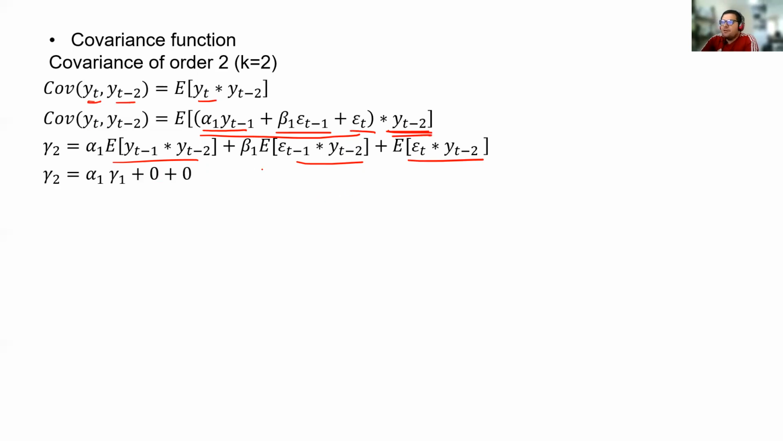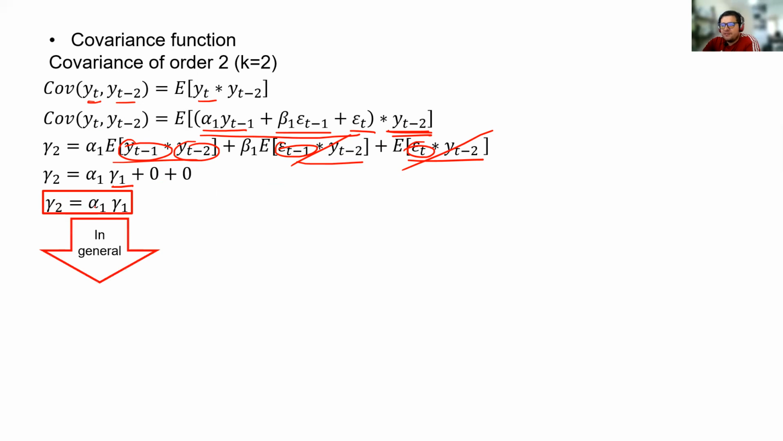Then we go and check: the expected value of yt minus 1 and yt minus 2 is equivalent to the covariance between the two. They are 1 lag apart, therefore that will be gamma 1. But yt minus 2 depends on yt minus 3, et minus 2, and et minus 3. So neither et minus 1 nor et has an effect on yt minus 2. So boom, boom, they will turn to zeros. And we are left with a way to estimate gamma 2 quite easily.